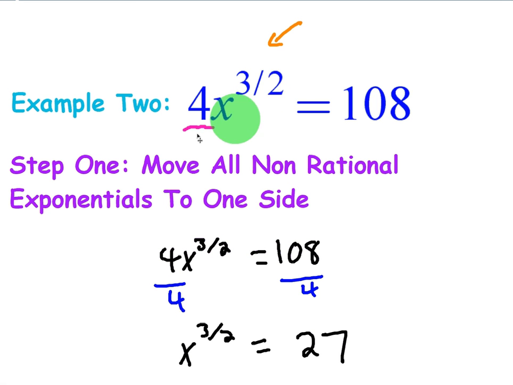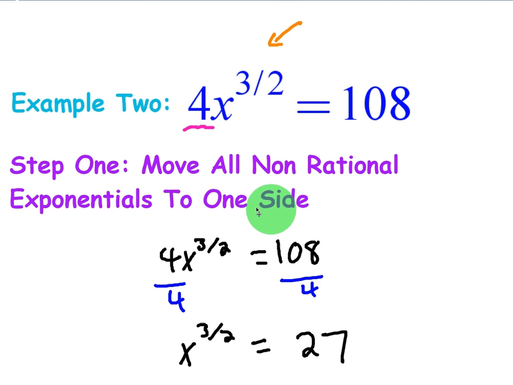Let's look at another example of solving equations with fractional exponents. So we have 4x to the 3 halves equals 108. We're going to do the same steps that we did before, so we're going to move all the non-rational exponential expressions. Any expression that doesn't have a fractional exponent is another way to put it.